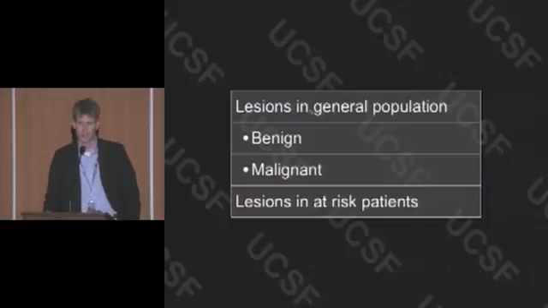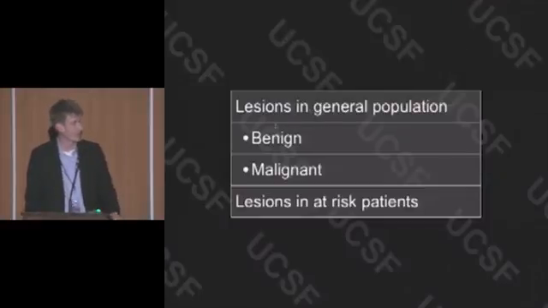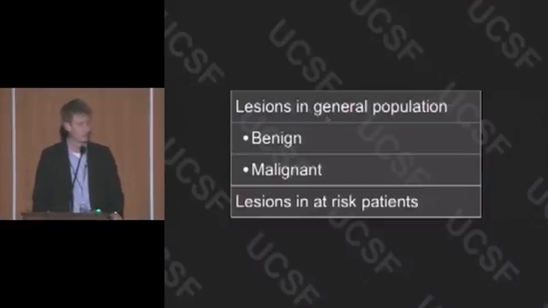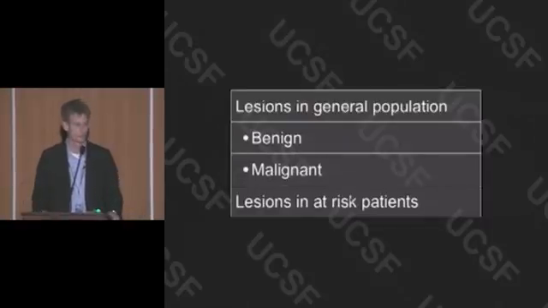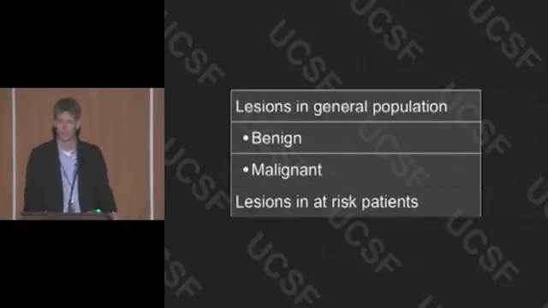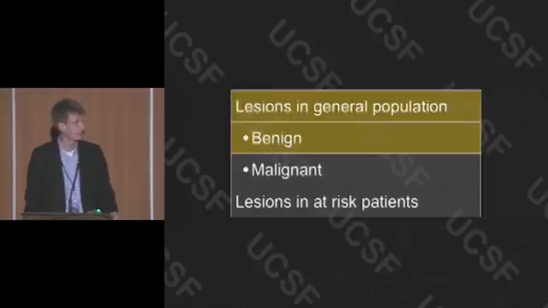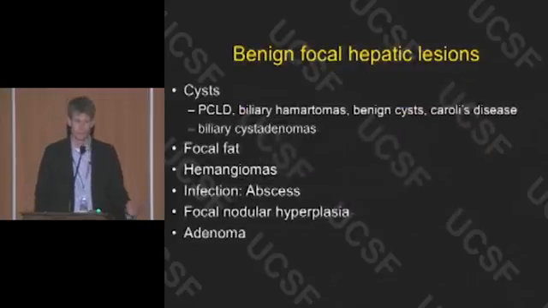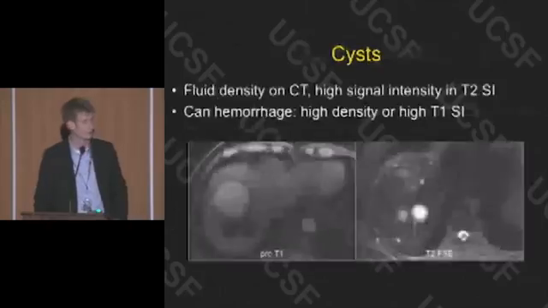So I'm going to break down the talk into three sections in essence: benign lesions seen in a general population, malignant lesions seen in a general population, and then lesions in patients who are at risk for developing HCC. I think it's really important when you approach a focal liver lesion to think about what type of patient you're imaging. So to start with, there's a bunch of benign hepatic lesions that we're all very familiar with.